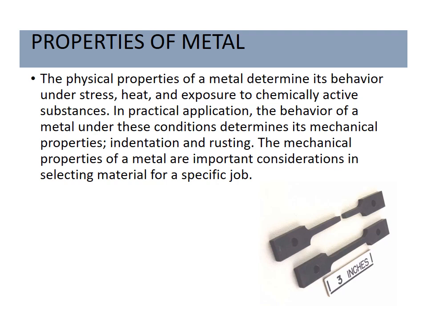Properties of metals. Before we dive into any of this, we should understand that there are properties to metals. The physical properties of a metal determine its behavior under stress, heat, and exposure to chemically active substances. In practical application, the behavior of a metal under these conditions determines its mechanical properties, indentation, and rusting. The mechanical properties of a metal are important considerations in selecting material for a specific job.